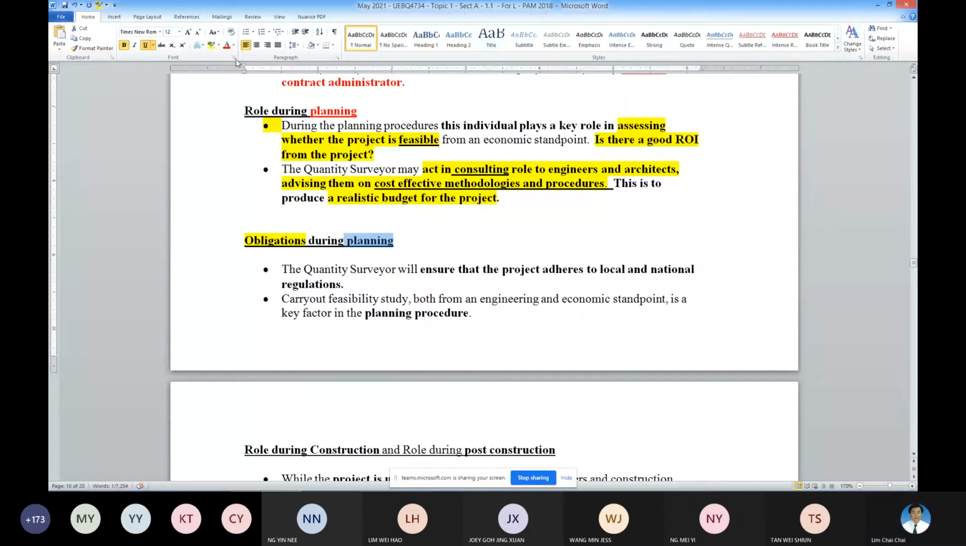This one is role. So obligation of the QS. So please differentiate between role and obligation. They are two different categories. Okay. So under the obligation, ensure you comply with the local and national regulation by the designer.